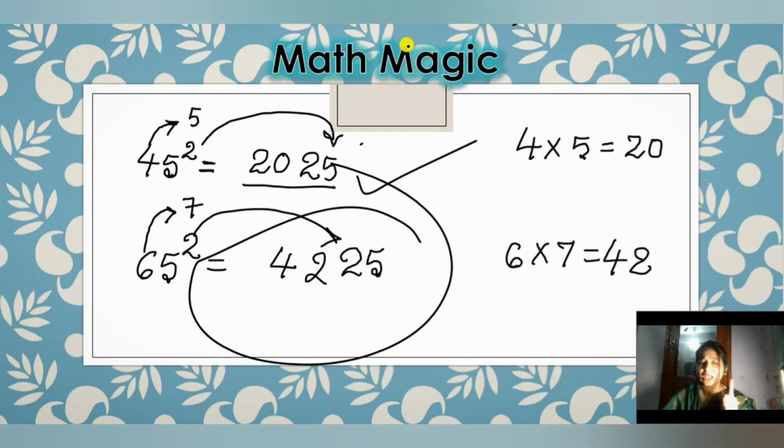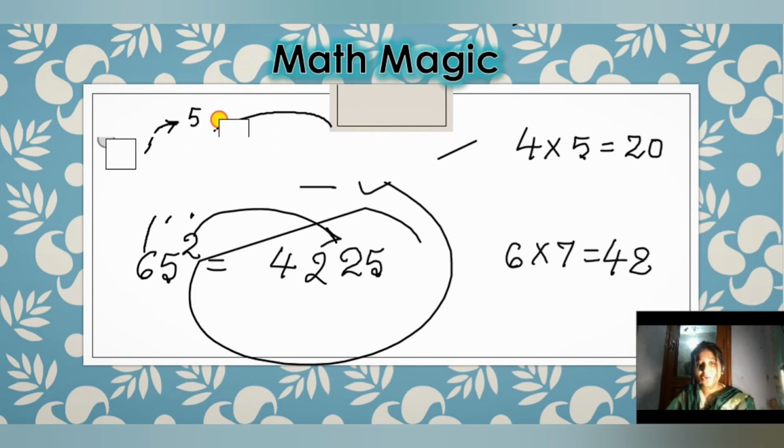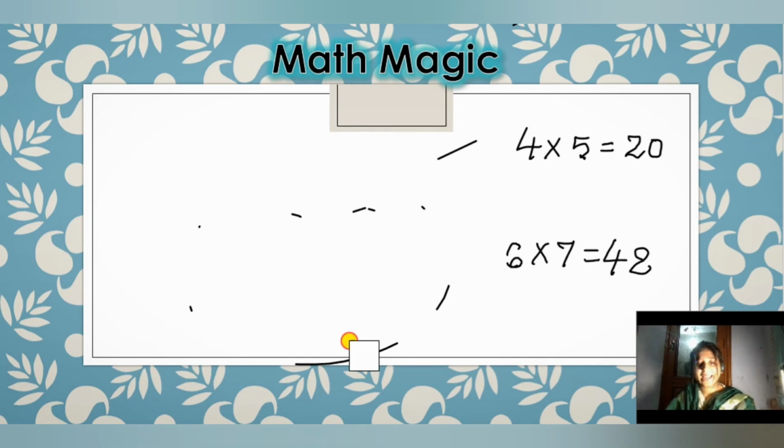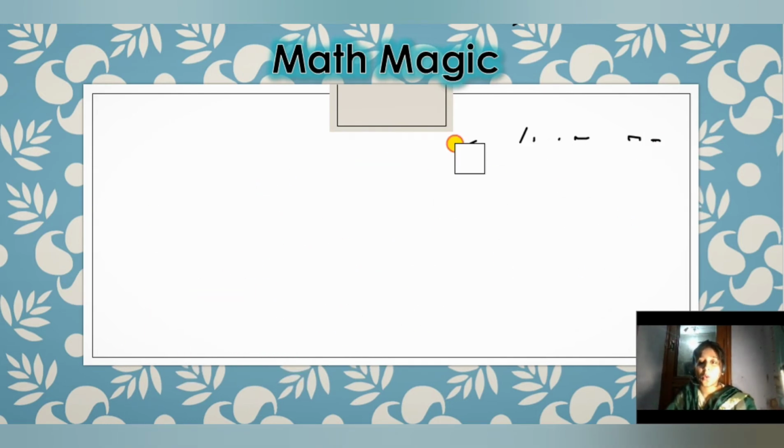You must be thinking, is this trick only valid for two-digit numbers? So my answer will be no. This trick can be done for three-digit numbers as well. Let us find it for a three-digit number. You can take any random three-digit number, but right now I am taking 105. Okay, so let us take 105.